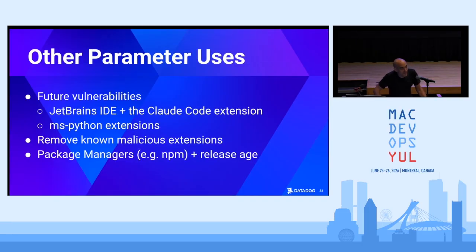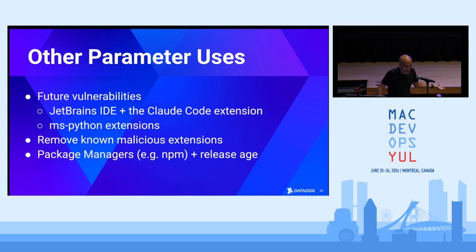But I think the takeaway from this for me, especially not even like 2 months after this, was that this could kind of be reused for other things, because this is sort of the world that we live in now, where this is kind of a problem. So the JetBrains IDE was also a part of this, and I had completely different version numbers for the Claude Code extension. So we were able to kind of reuse it for that. There was one with MS Python extensions. We were able to reuse the same thing. We had a list of those, and we could easily take care of that.